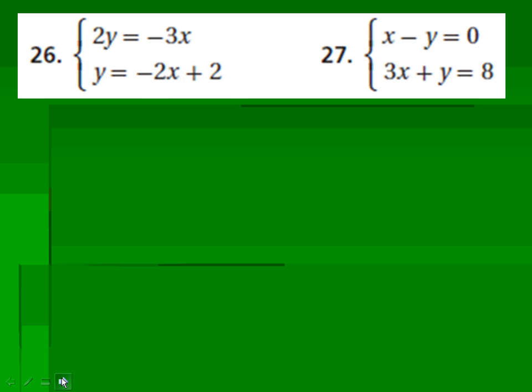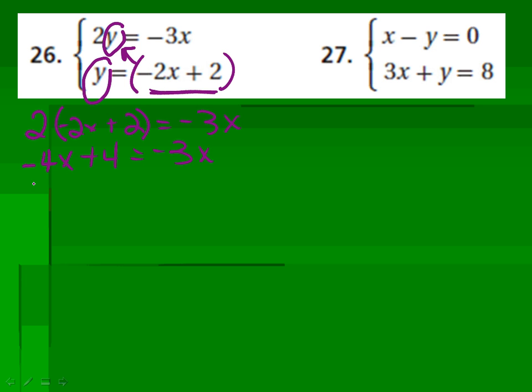Number 26 appears to be substitution. So I'm going to circle the y and circle the y. Only the y, don't circle the 2. I'm going to take this negative 2x plus 2 and put it in place of y. So 2 parentheses equals negative 3x. In place of the y is negative 2x plus 2. Now distribute. Negative 4x plus 4 is negative 3x.